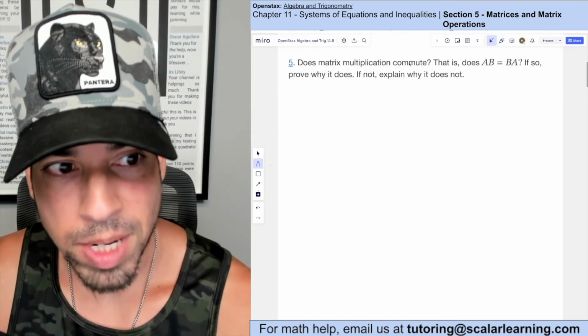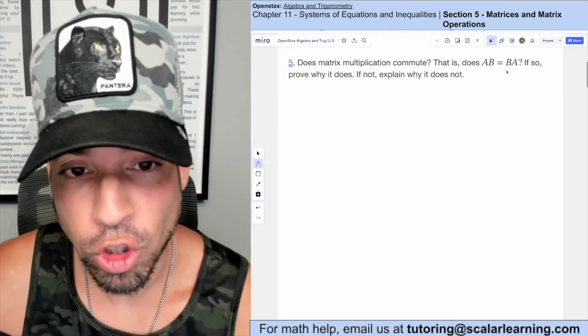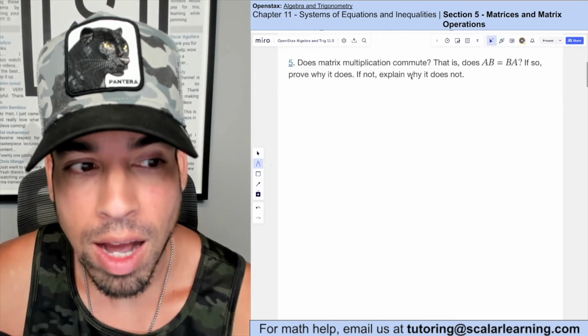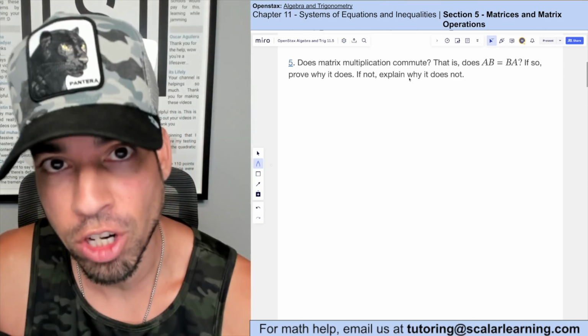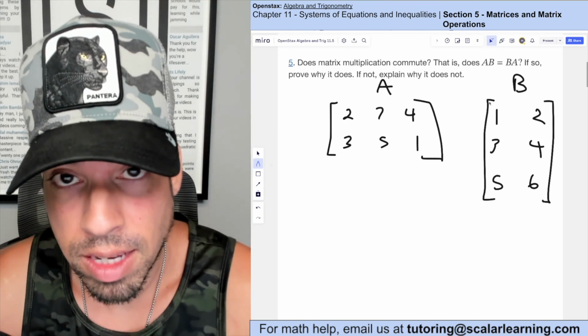Done. Does matrix multiplication commute? Meaning, is matrix multiplication commutative? So I would say the short answer is generally no. I mean, it can be the same, but in general, it's different. Here's a really easy example to see that they're different.